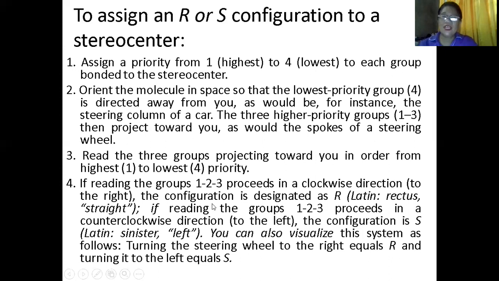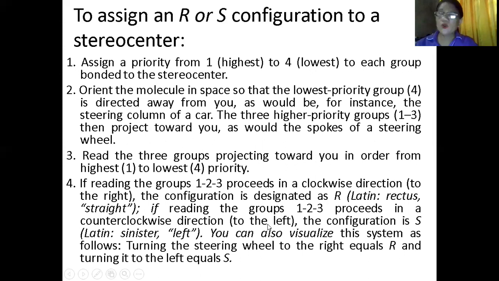So if reading the groups 1, 2, 3 proceeds clockwise, what do you mean by clockwise? The direction the clock hands move. The opposite of the clock's direction is counterclockwise. The way a clock moves is clockwise. So if reading the groups 1, 2, 3 proceeds in a clockwise direction, to the right, the configuration is designated as R. If your reading is clockwise, it is R.